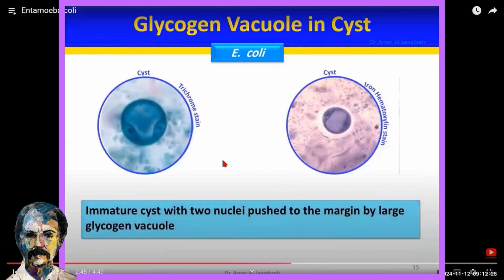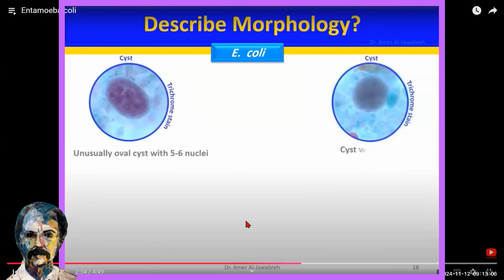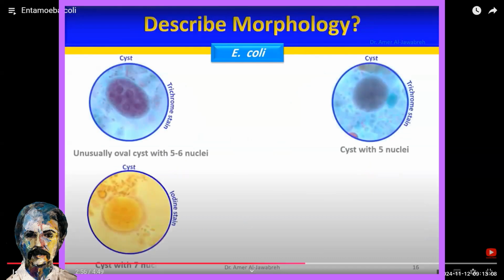This is a very rare one, which we got from the CDC. There is a large vacuole, immature cyst with 2 nuclei pushed to the margins of the cyst with a large glycogen vacuole. This really happens. Now, let's have a look at images.